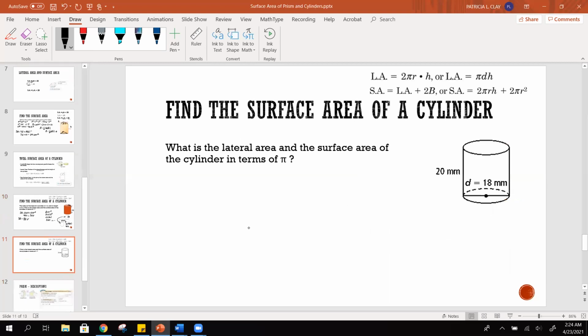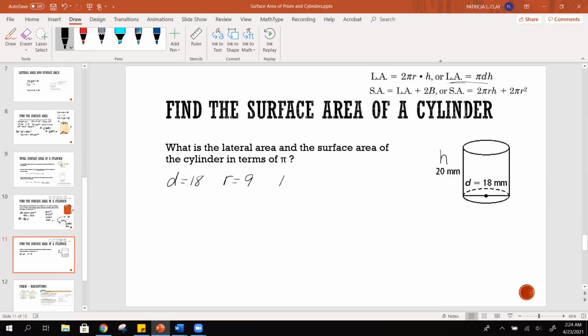All right, let's do one more. Find the lateral area and the surface area of the cylinder in terms of pi. Let's look at this cylinder. I didn't draw a net for this one. If you need to, go ahead and draw it. Sometimes it helps. Our height is right here. This is 20, but this time it's given us the diameter versus the radius. We can still use it to calculate this first part. Or if you're more comfortable, figure out what your radius is. Just divide your diameter by 2, and so r is equal to 9.